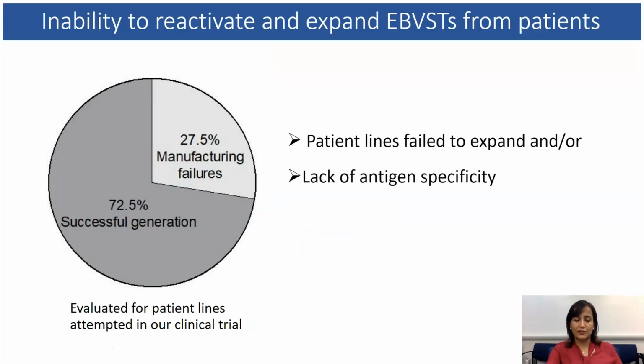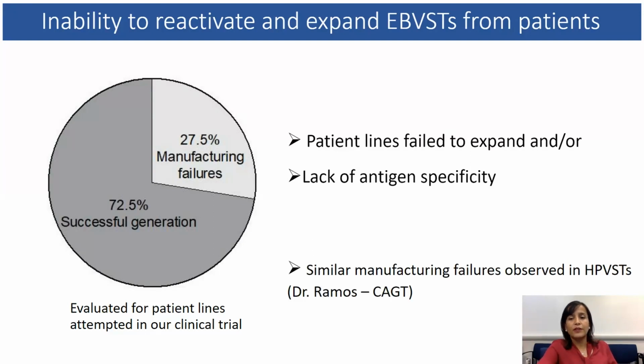And so when we looked into our clinical trial of the EBV-specific T cells, we noticed that we had 27.5% manufacturing failure. What that really means is that 27% of the lines that were procured from the patients either failed to expand, or even if they expanded, they just lacked EBV antigen specificity. So we further looked into this phenomenon of manufacturing failures, and we also noticed these manufacturing failures in HPV-specific T cells, which have also been generated in our clinical trial under Dr. Carlos Ramos.